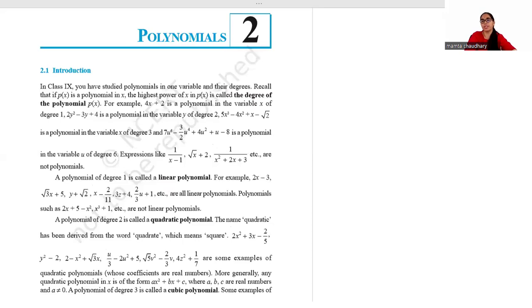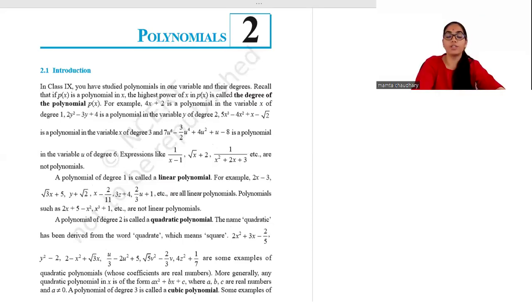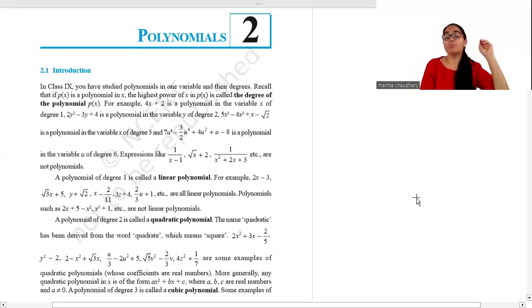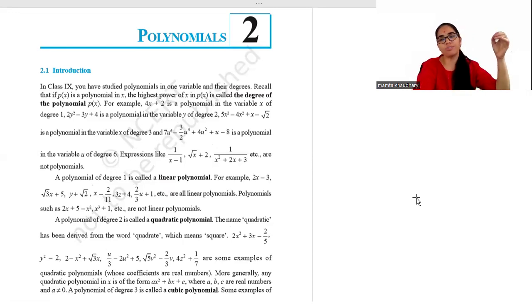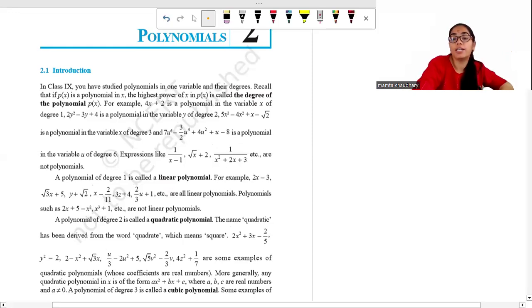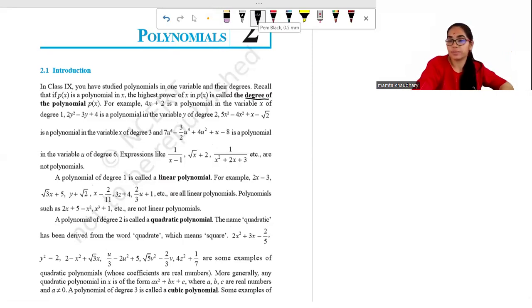So first of all, how do we define the types of polynomials? We define them on the basis of their degree. Degree means their highest power. So we'll define according to the highest power, which is known as the degree. So what is the degree of a polynomial?